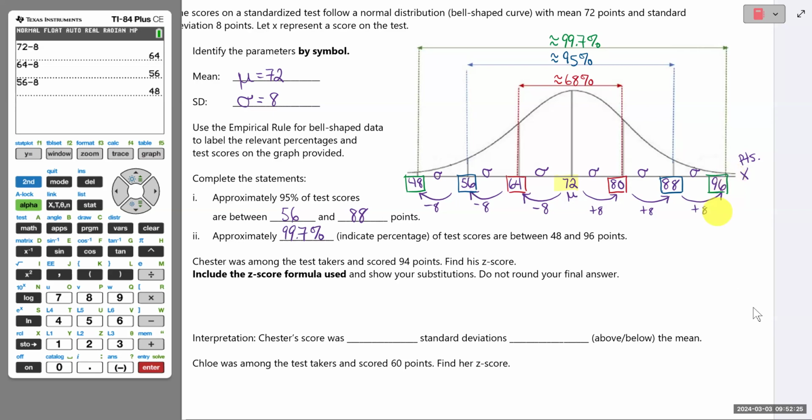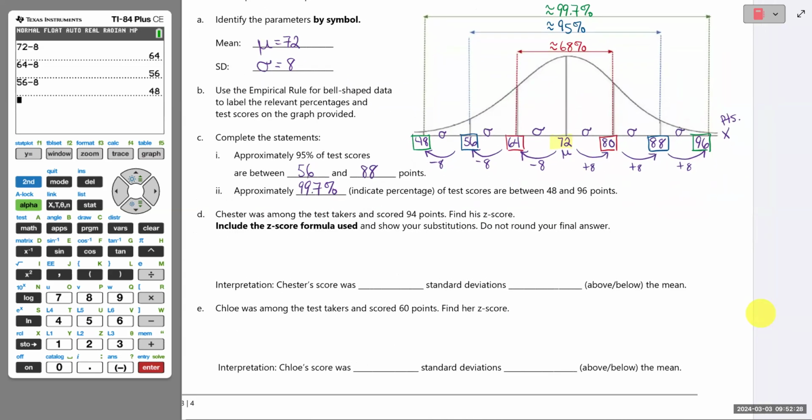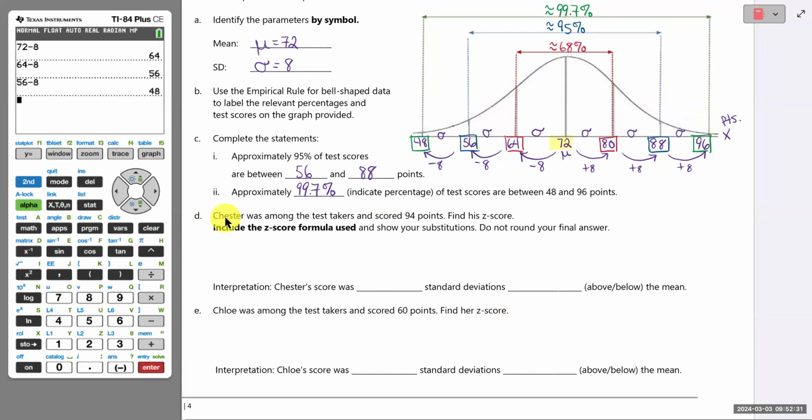All right, and then I'm going to talk about Chester here. So Chester was among the test takers, and Chester scored 94. So Chester is out here, and we are going to find his z-score. All right, so let me just first document his data value. So X represents a score, and in this case, Chester's was 94. And we're going to convert that to a z-score by using the formula z equals. So the z-score is the data value minus the mean of the population. And then we divide that by the standard deviation.